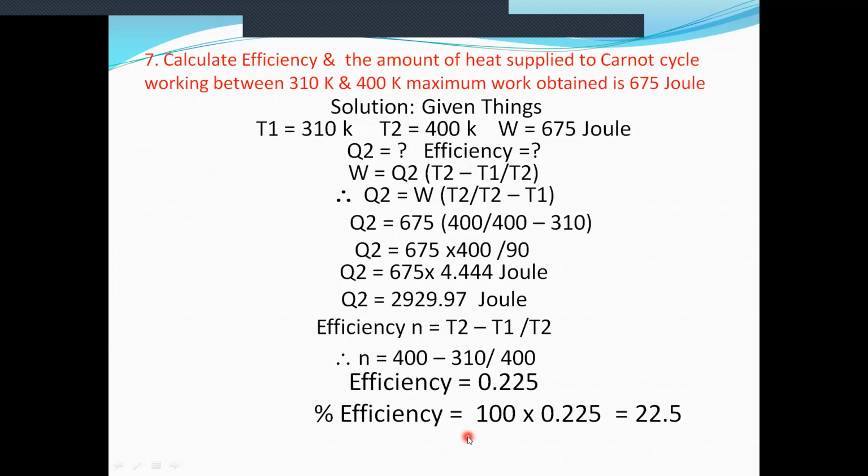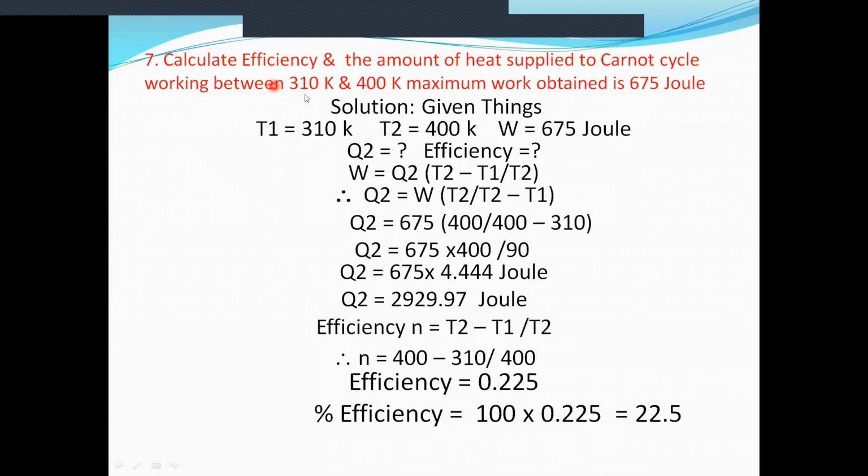Now the next problem. The same type: calculate the efficiency and amount of heat supplied to a Carnot cycle working between 310 degree Kelvin and 400 degree Kelvin. Maximum work obtained is 675 joule. Again it is the same type of problem. First we will see the given things. What is given in the problem?